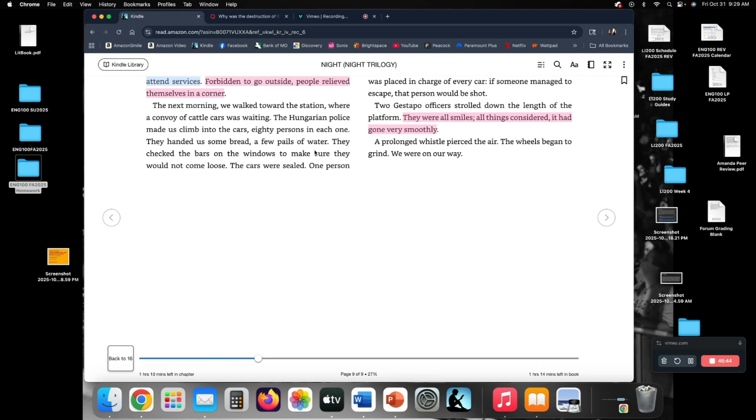Now, our last little point here, they were all smiles, all things considered. It had gone very smoothly. Those are the Gestapo officers. Think about that. Think about the level of indifference. Think about the level of participation. All things considered, it had gone smoothly. Again, another understatement. Absolute picture of just the moral depravity and the cruelty of the people who did this.